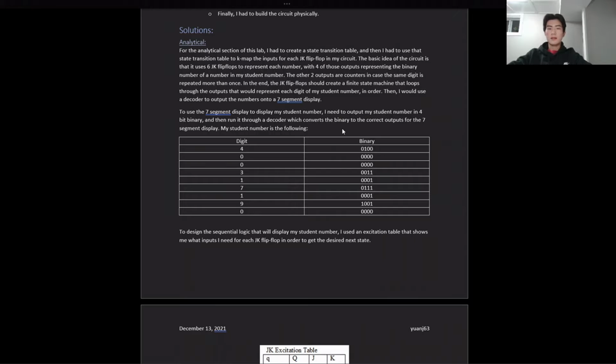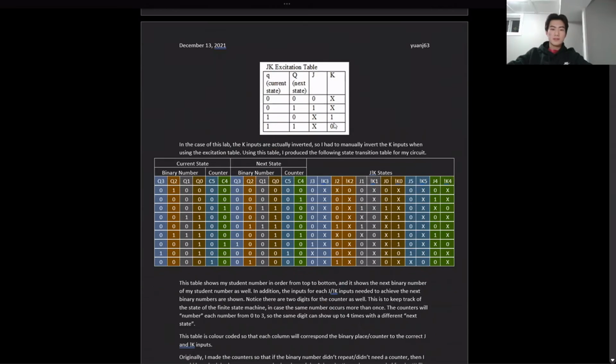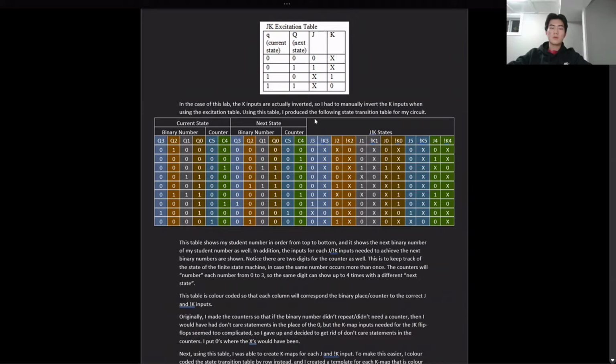So for the analytical part of my design project, first I made a phase transition diagram. What this does is it tells you all of the J and K inputs that you need to get from the current state to the next state. And I did this for every single digit in my student number.